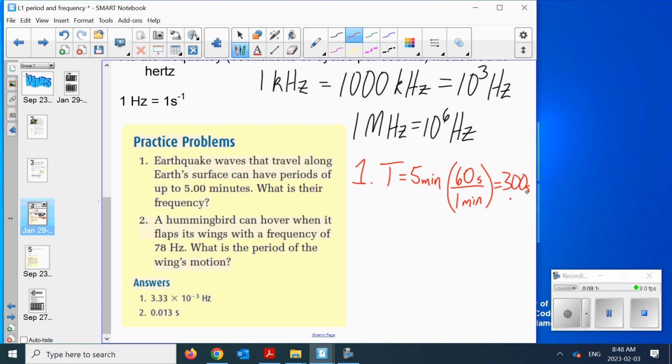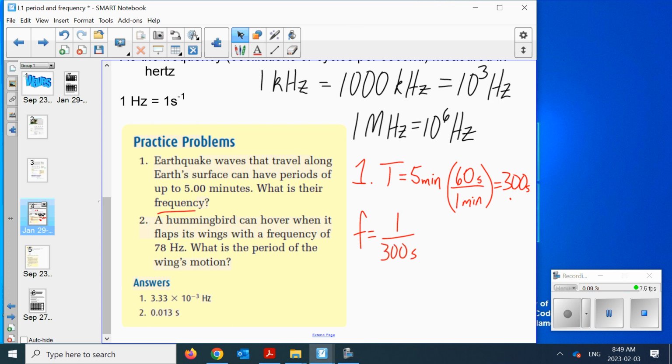Right? Once you have it in seconds, you can get to frequency in hertz. That's what frequency is typically measured in unless you're told something. Because you're talking about an engine, you want rotations per minute. Then you need either. So frequency. Once you have the period in seconds, it says 1 divided by the 300 seconds.